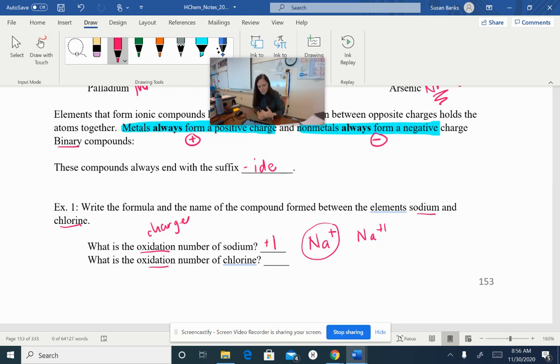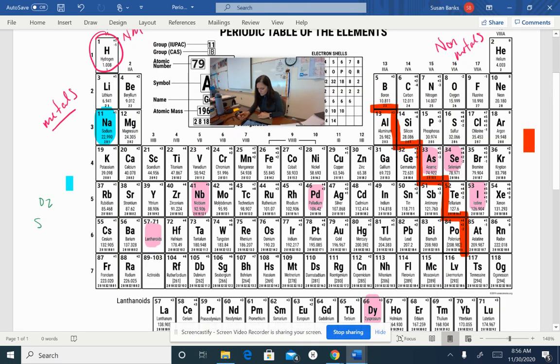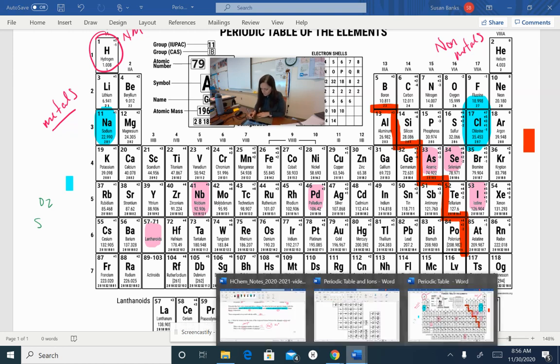Okay? What's the oxidation or the charge of chlorine? So let's look at chlorine. Chlorine is right here. It's in our halogens column. So if you remember, our halogens always acquire a charge of -1. So we're going to have a charge of -1 for our chlorine.